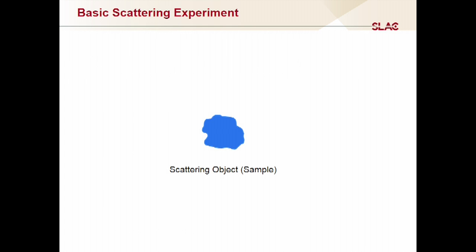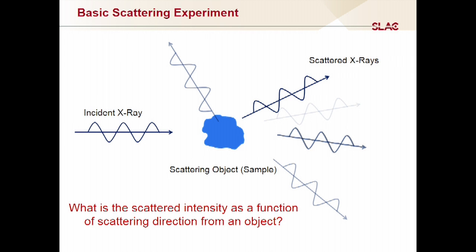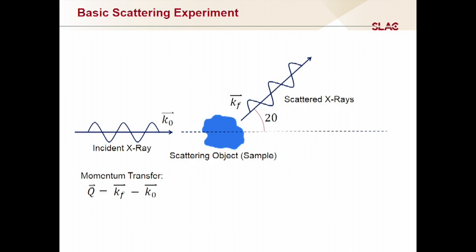And so the basic scattering experiment, you have some scattering object. This is your sample. You bring X-rays and shine them onto the sample, and then they scatter. And this is really what all of the scattering experiments that you can do at SSRL come down to. And really all we want to know is what is the intensity of that scattered radiation in any given direction. And then you can say, if I move my sample, if I reorient it, how does that scattering change as I reorient my sample?